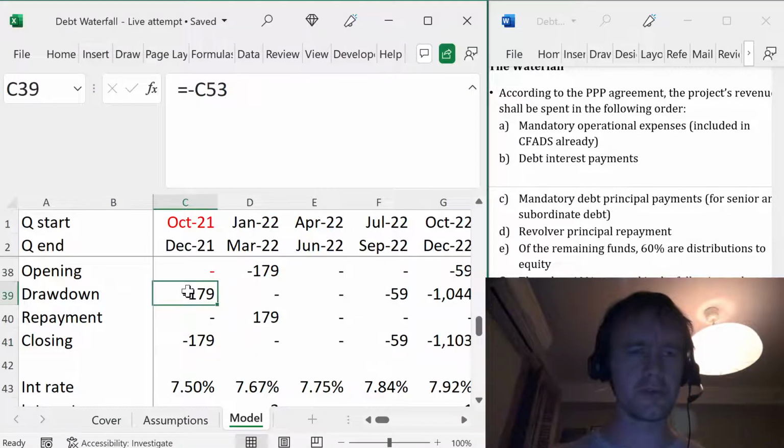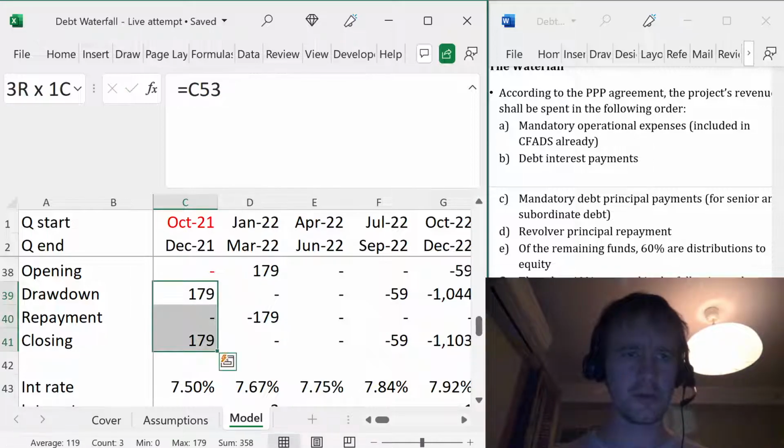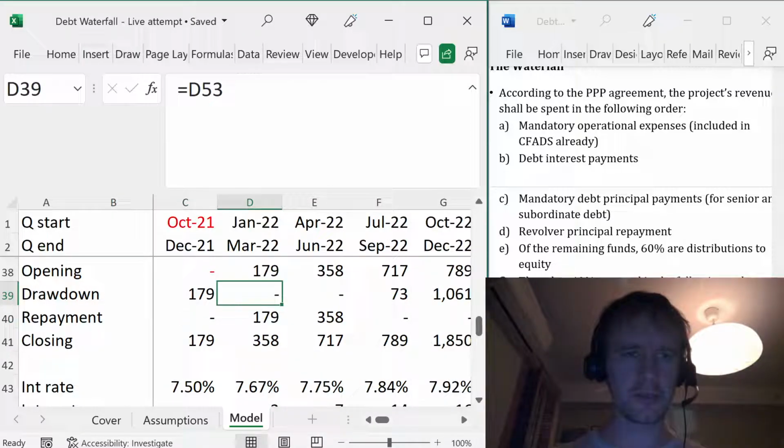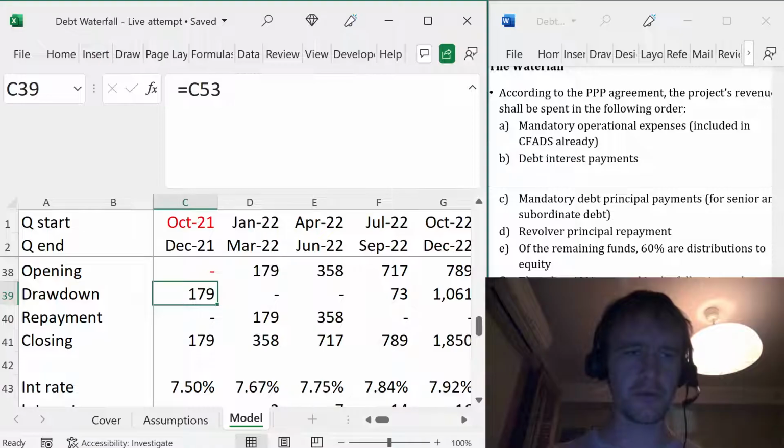My drawdown. Sorry, I should have kept the signs the right way around, because they already were. Okay, so copy that across. Something's looking pretty funky over here now because I've got 320 million on my revolver, so I'll have to check on that. But for now, let's focus on this.